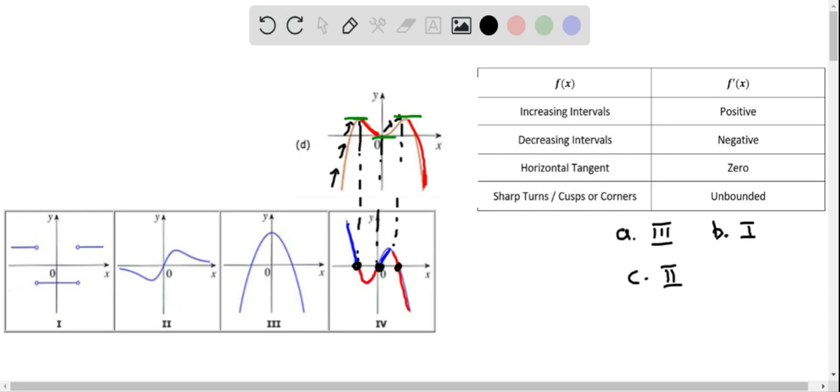So around these three points, the graph of the derivative is 0 whenever the graph of f of x has a horizontal tangent. So it matches with all the concepts. Therefore, part D matches with the graph given in part 4. So these are the answers to this question.